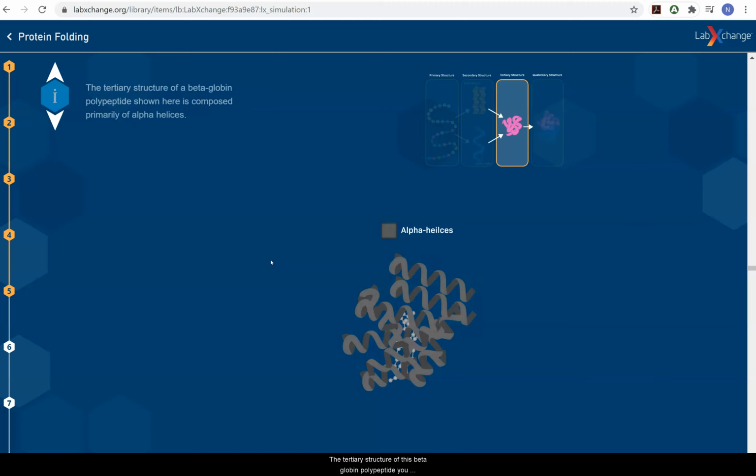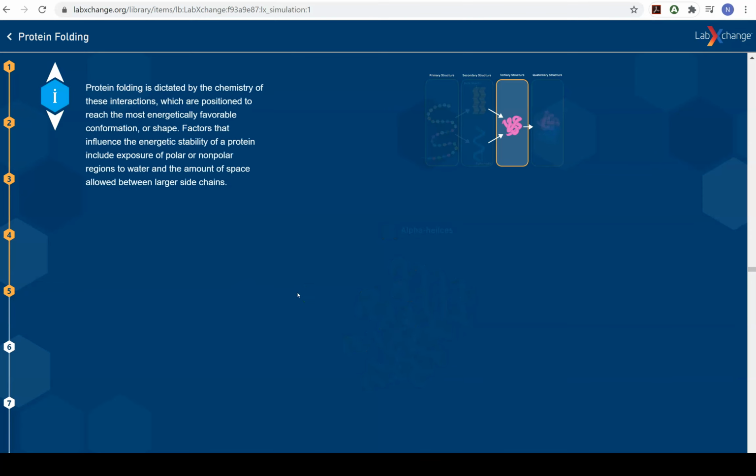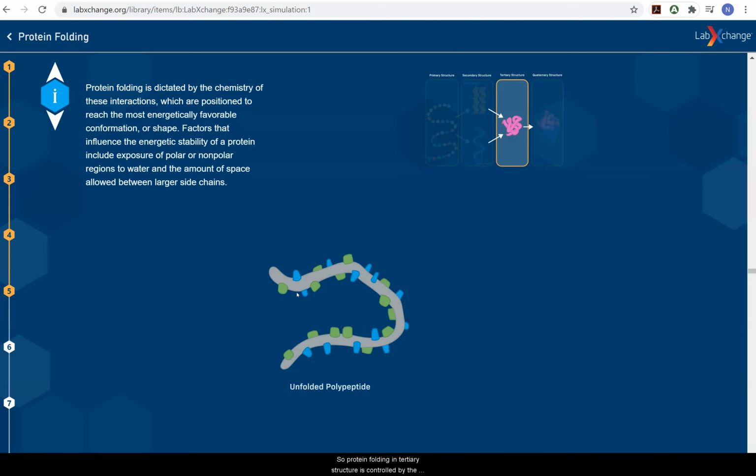So the tertiary structure of this beta globin polypeptide, you can see is primarily composed of a bunch of alpha helices all interacting with each other. So protein folding in tertiary structure is controlled by the chemistry of the interactions of the side chains. The goal of the folding is to reach the most energetically favorable or energetically stable conformation of the protein. So the shape that makes it the most stable.